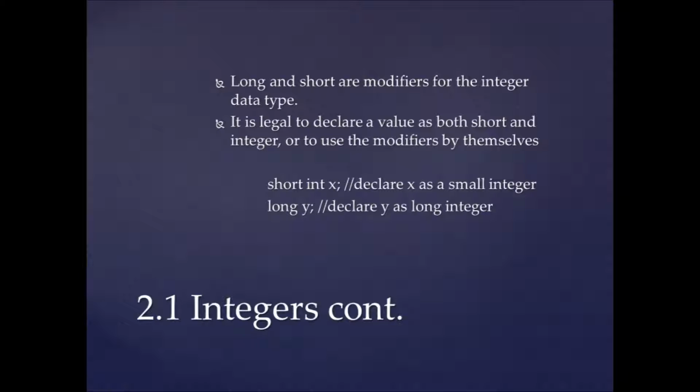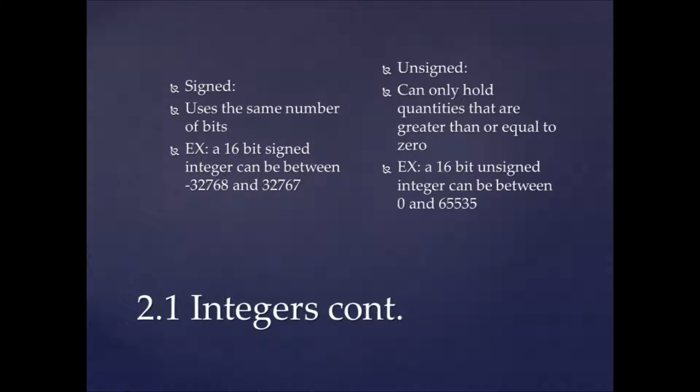For example, short int x declares x as a small integer. Long y declares y as a long integer. Integers can be either signed or unsigned. Unsigned integers can only hold quantities that are greater than or equal to 0, while signed integers use the same number of bits in the negative and positive direction.